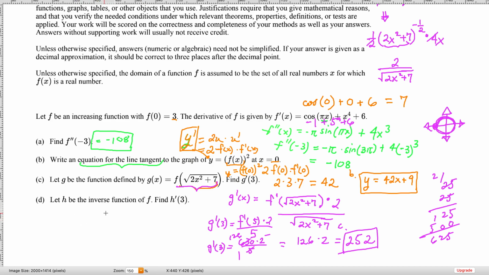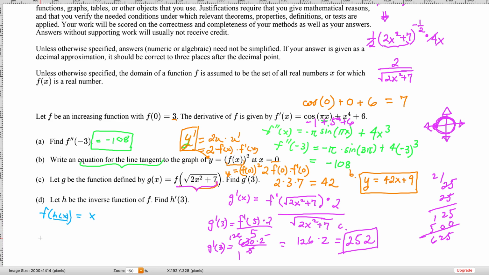Let h be an inverse function of f. Find h prime of 3. So what we have here is we need to use the formula that we could derive over and over again, and I could derive it again. So f of h of x. It tells me that h is the inverse of f, which means that these two things undo one another. Now you could use chain rule to derive the formula for h prime of x every single time.